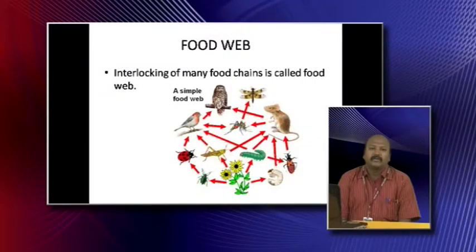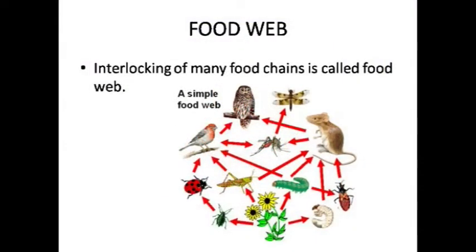Normally, each food chain will not be present alone. They will always be present in an interlocked pattern. This diagram is well explaining the food web. That's all regarding food web. This food web will support the ecosystem.